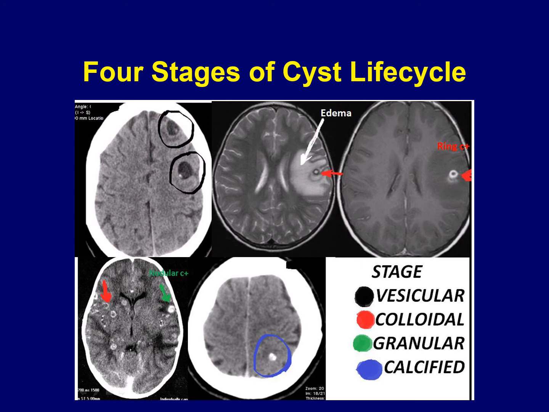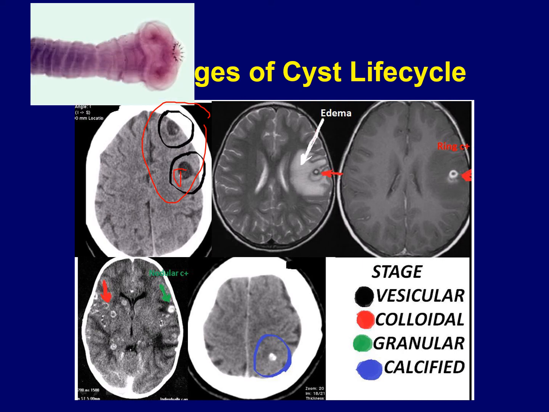The larval cysts have four different stages of life, and this is looking at neurocysticercosis in the brain. Here we have what we call vesicular cysts, which are live cysts, and the larvae are encapsulated. This little dot that we can see here, these little white spaces, are actually the scolex of the larva.